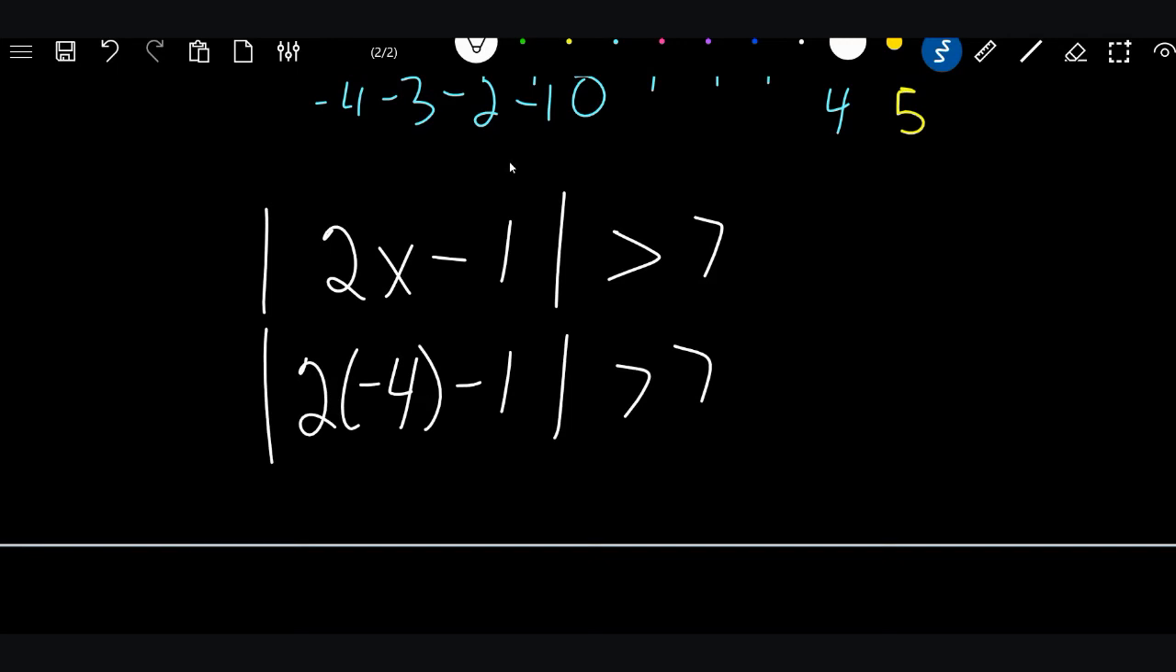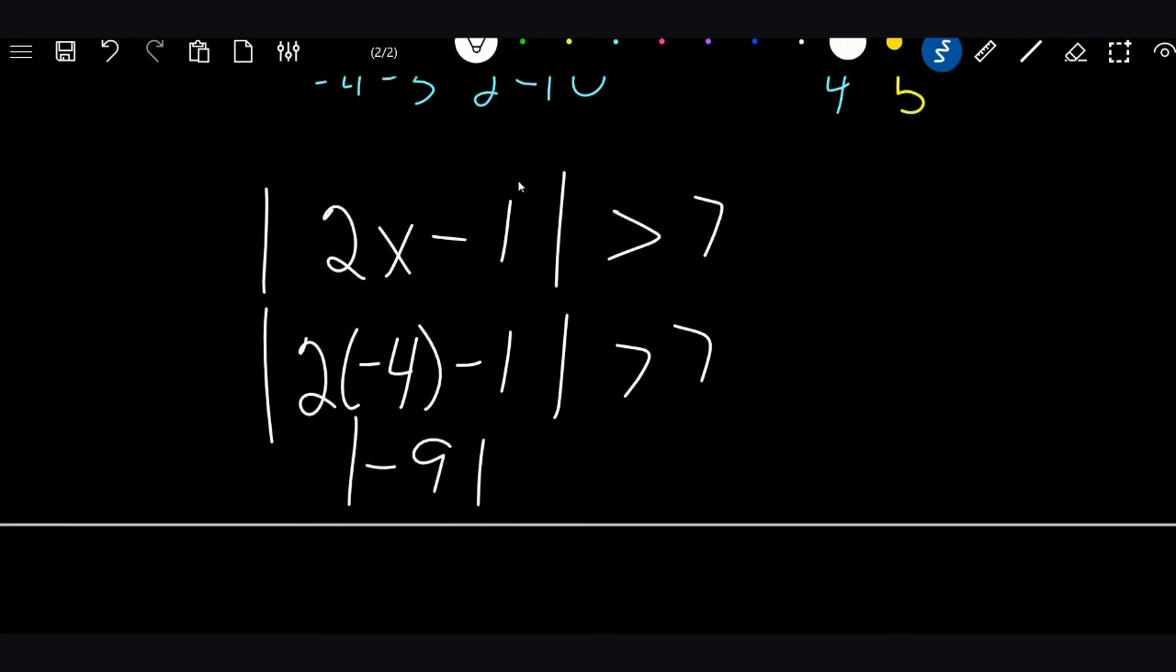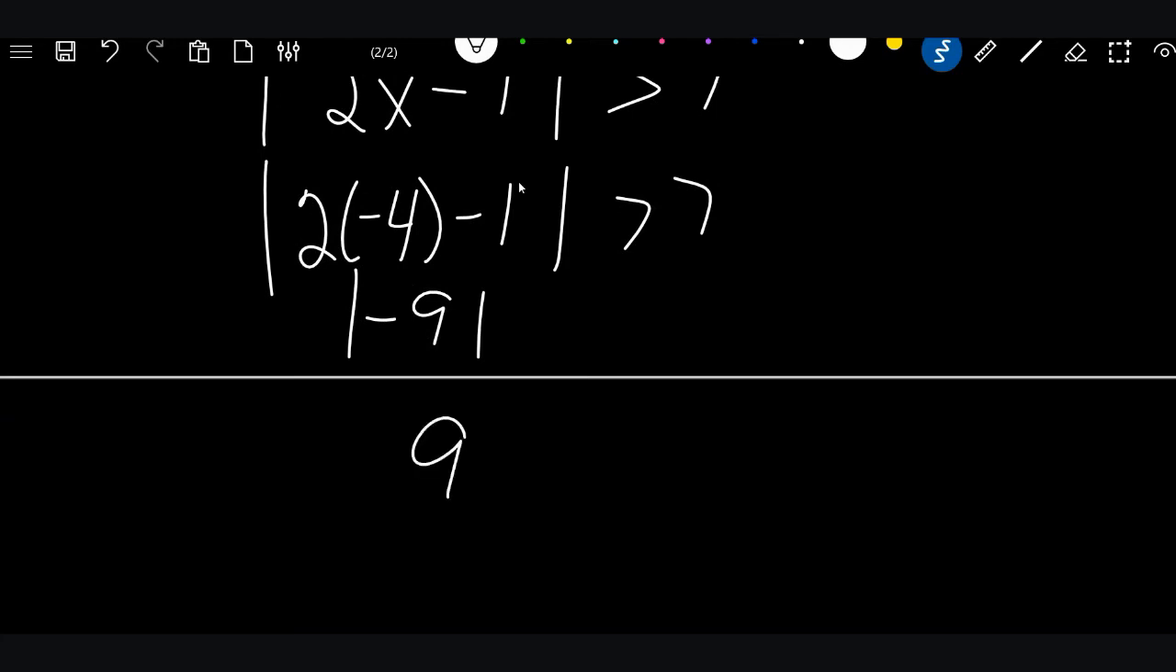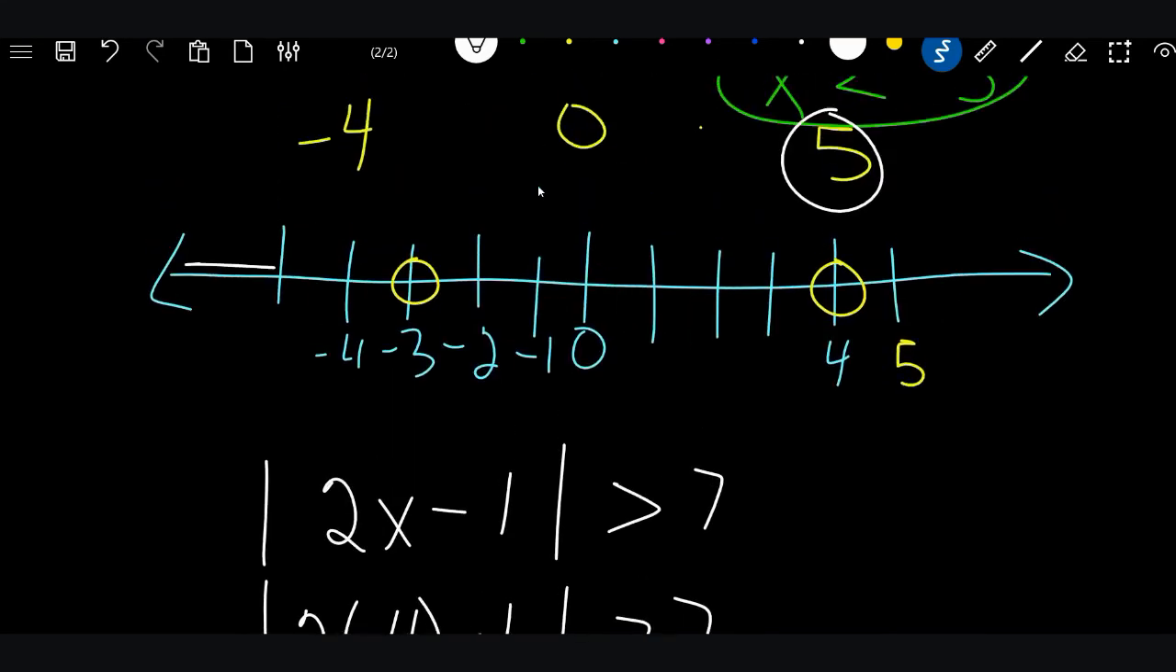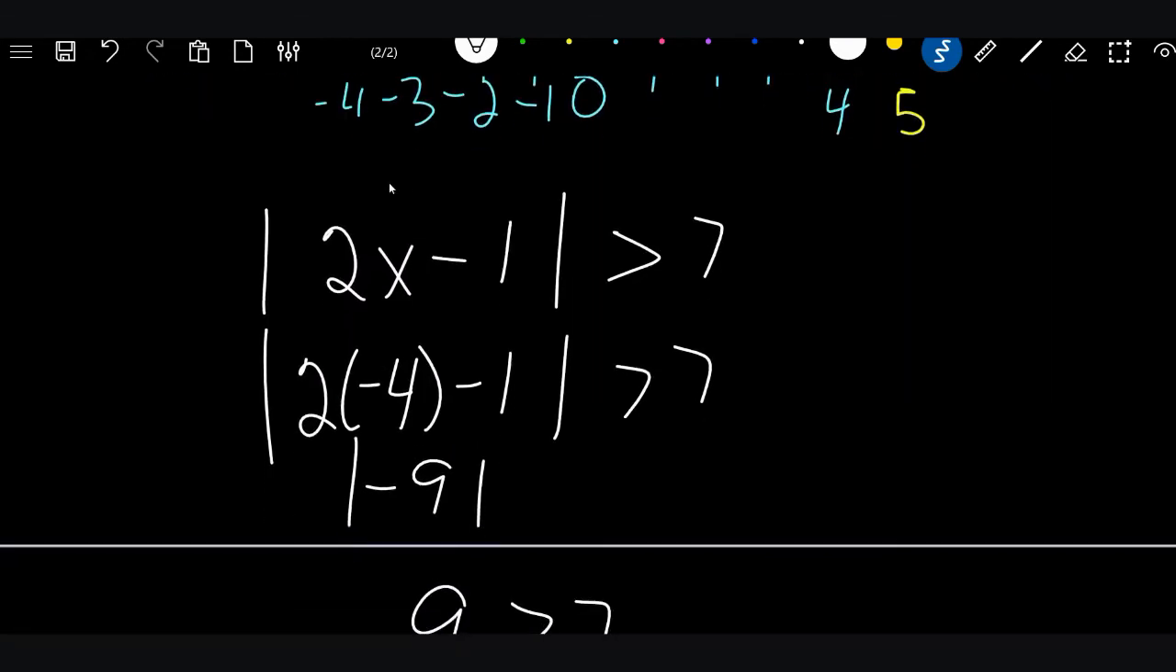Let's see, that's negative 8 minus 1 is negative 9. Negative 9 in absolute value is going to give us 9 is greater than 7. And the answer to that is yes, it is. So this one actually does work over here. It didn't work when we did it in the other spot, but it did work here.